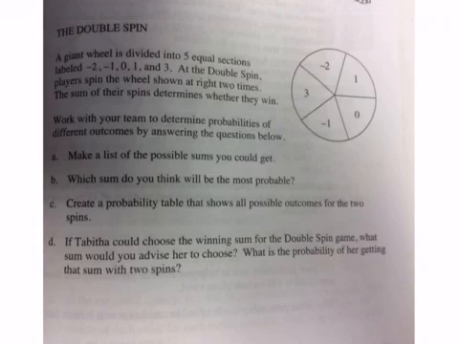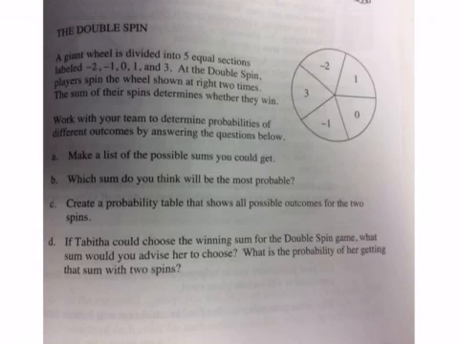Okay, today we're going to take a look at the problem called the double spin. A giant wheel is divided into 5 equal sections labeled -2, -1, 0, 1, and 3. At the double spin, players spin the wheel, shown at the right, 2 times. The sum of their spins determines whether they win. Work with your team to determine the probabilities of different outcomes by answering the questions below.